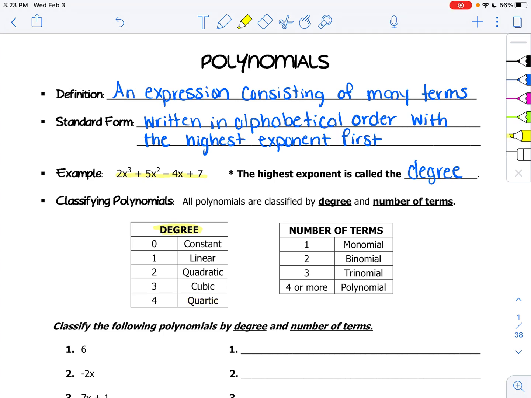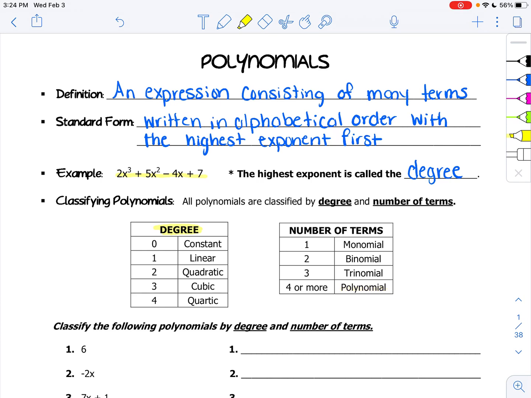You can also classify it based off of the number of terms. And we've really already started talking about this with our previous lessons. So if it only has one term, this is a monomial, like what we talked about in the previous lessons. If the polynomial has two terms, so for example, 2x minus 7, we call that a binomial. If it has three terms, that is a trinomial. And then anything greater than 3, we just call it a polynomial.